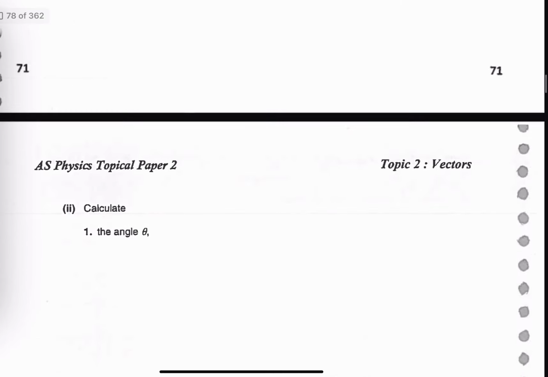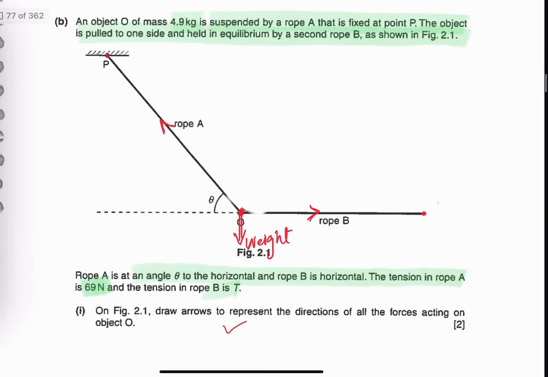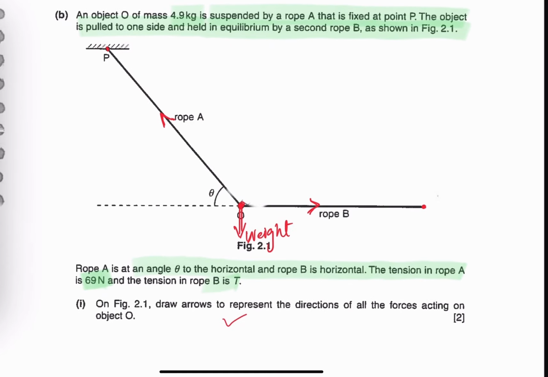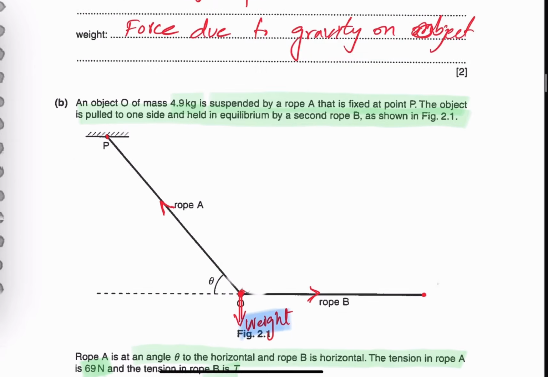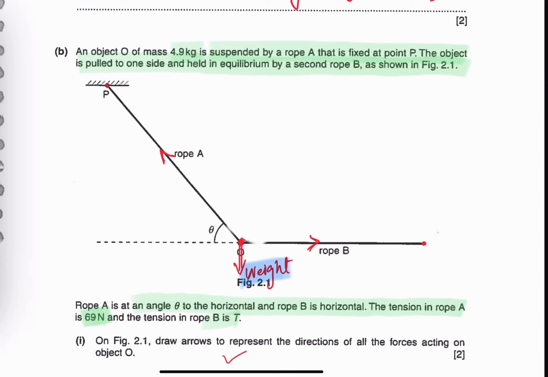Calculate the angle theta. Okay, so we have to calculate the angle theta from this end. This is in the equilibrium state. So first of all, I have to check the vertical components. In the vertical direction, there is one force, that is weight. The mass is given, so weight equals 4.9 times 9.81. That is a downward acting force.